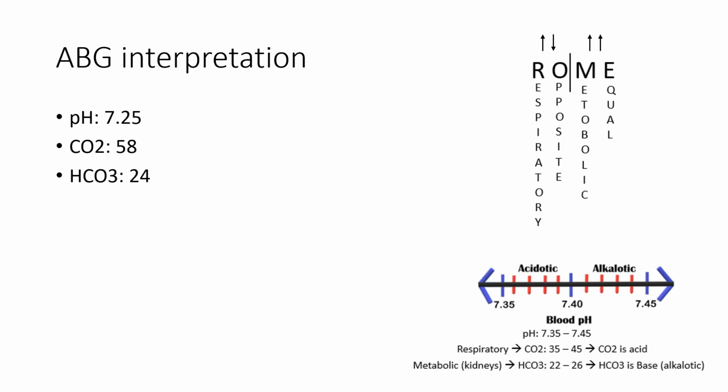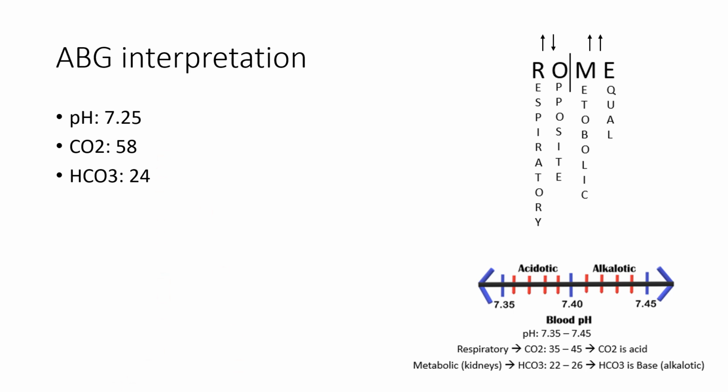You'll see on each slide I have my little tools. I highly suggest that you write something like this on your test when you're taking it, so you have your tools by you the whole time. Again, respiratory opposite, we're looking at those arrows. Is it high or low? Metabolic equal, we're looking at the arrows. Are they facing the same way or not? So let's start.